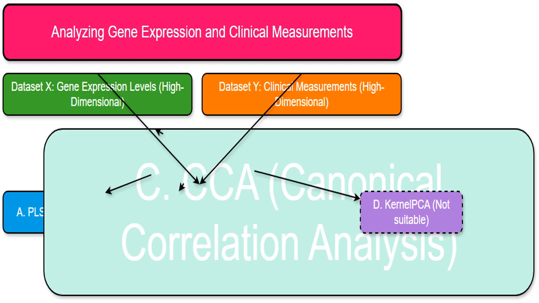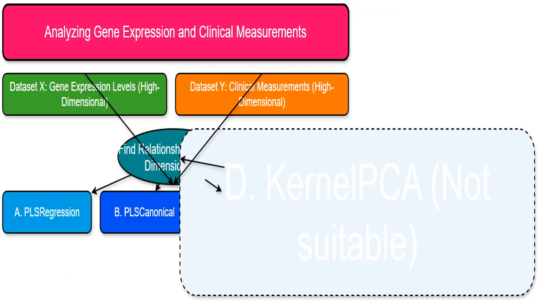Canonical correlation analysis, CCA, directly searches for linear combinations of variables in X and Y that show the highest correlation. It's a powerful technique designed to uncover relationships between high-dimensional paired datasets, perfectly fitting our need. Kernel PCA is only for dimensionality reduction with a single dataset. It can't find relationships between two separate datasets like X and Y, because it doesn't consider the connection between them. It's unsuitable for this problem.